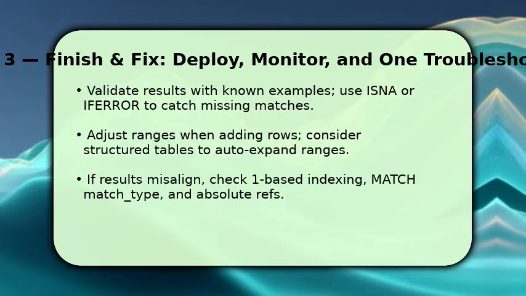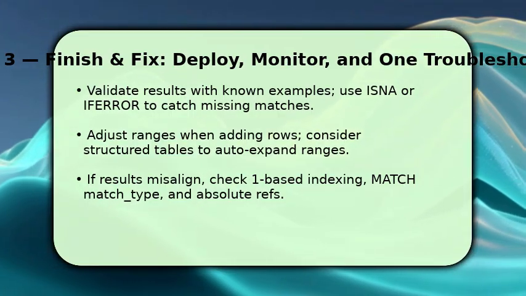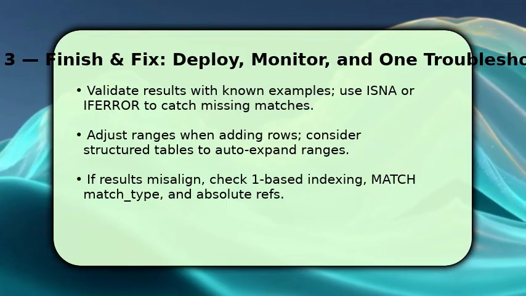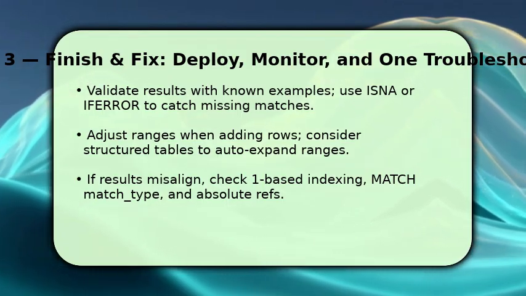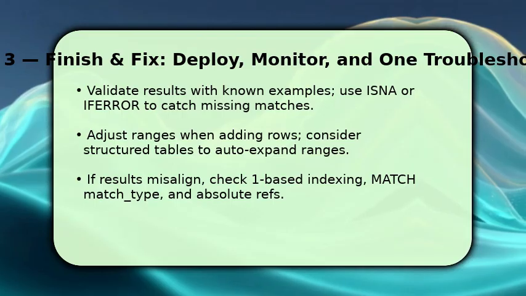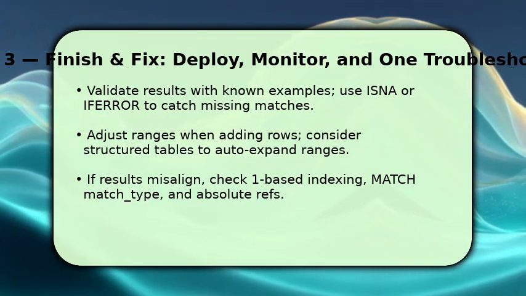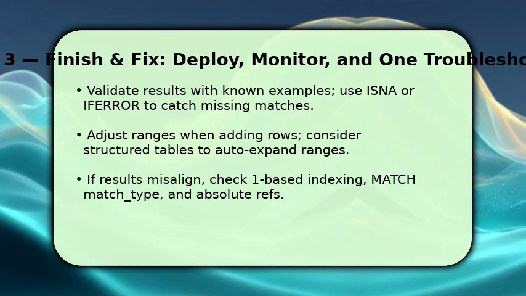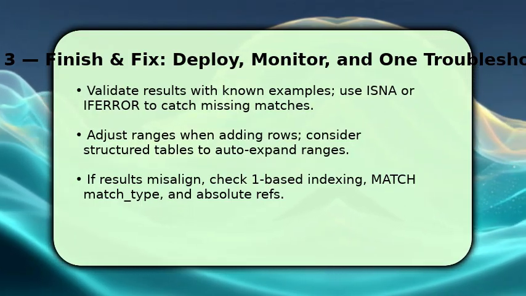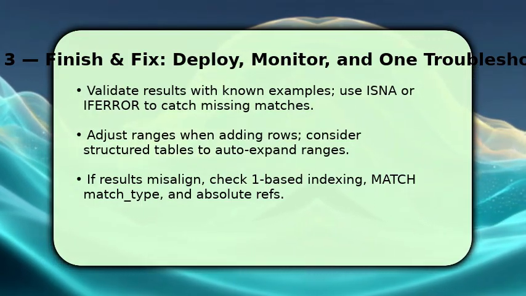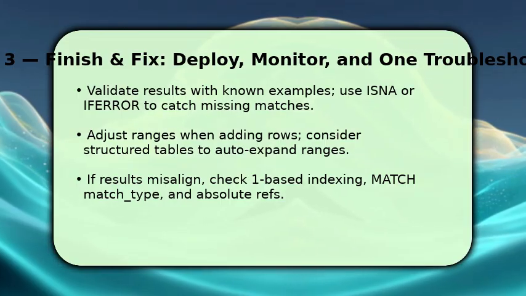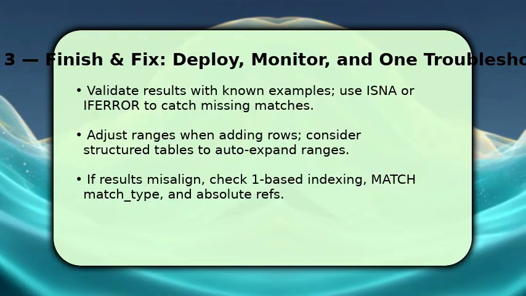Make sure your MATCH uses match type 0 for exact matches when appropriate, because default behavior can return nearest values. This is a common pitfall. If you're adding rows frequently, convert the range to a table so INDEX references expand automatically. Troubleshooting tip: if values shift, inspect absolute references and confirm you're using one-based indexing for row and column numbers.